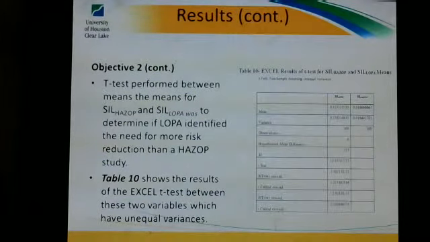And the t-test was done as a one-tail because the alternative hypothesis was whether SIL LOPA was greater than SIL HAZOP, where the mean for SIL LOPA is greater than the mean for SIL HAZOP. That was the alternative hypothesis for the t-test. Of course, both of these have unequal variances.